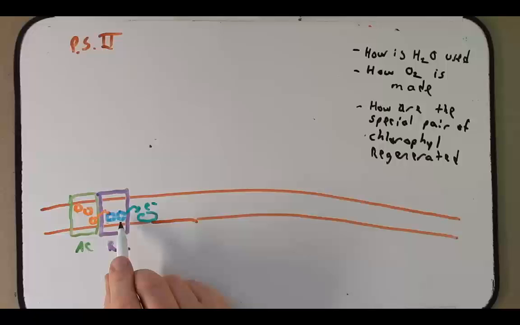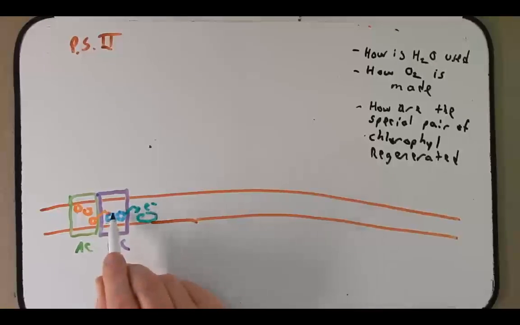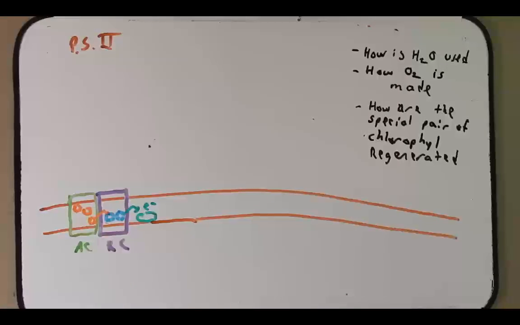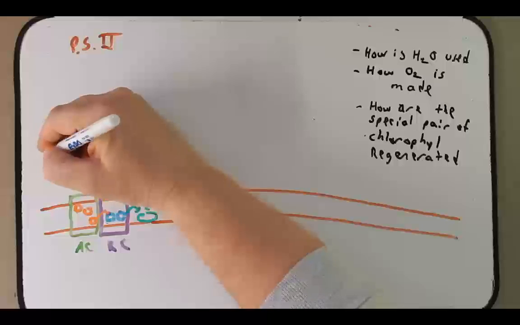If that continues and isn't regenerated, it will never be able to receive that energy again from the antenna complex. So we have to restore that electron in order to keep photosynthesis moving forward. And we're going to do this using water.